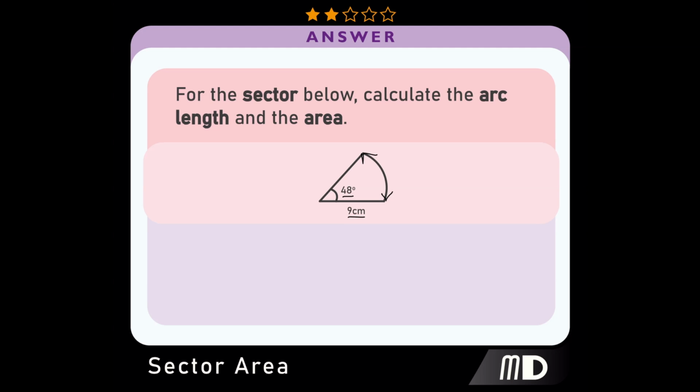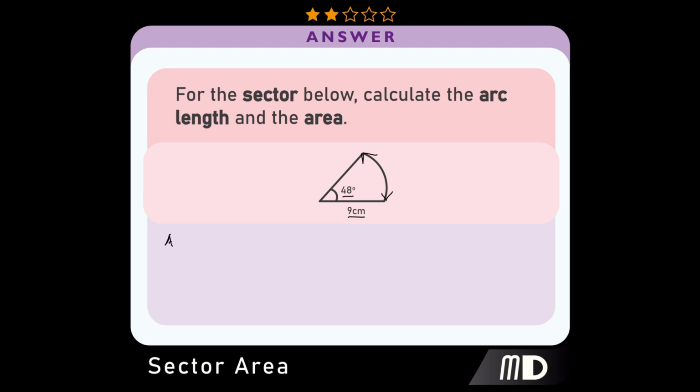We're going to think of the sector as a piece of a much larger circle. So when we talk about the radius being 9 centimeters, that will be the radius of the whole circle from which this sector is taken. We're going to write down a rule for the arc length and a rule for the area, establish where those rules come from before using them to calculate the values we need.